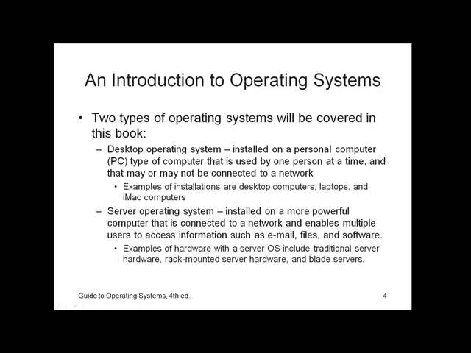A server operating system is installed typically on a more powerful computer that is connected to a network and typically enables multiple users to access information such as email, files, or applications. Now, examples of hardware with a server operating system would include traditional server hardware, rack-mounted server hardware, and the blade servers that you hear so much about today.